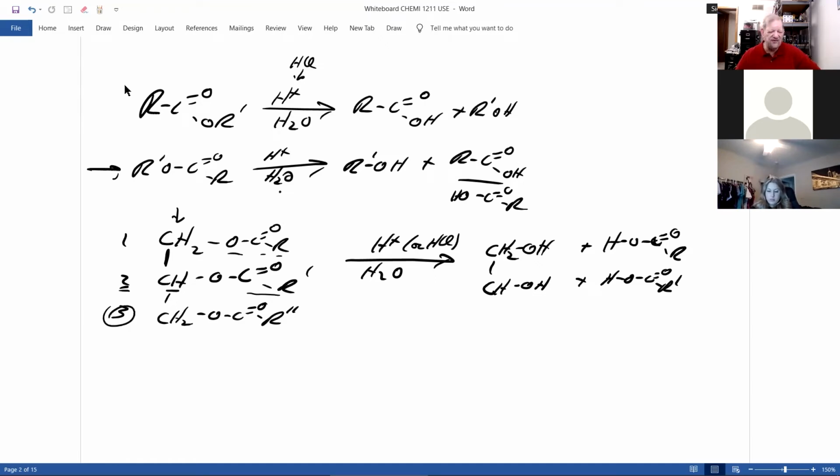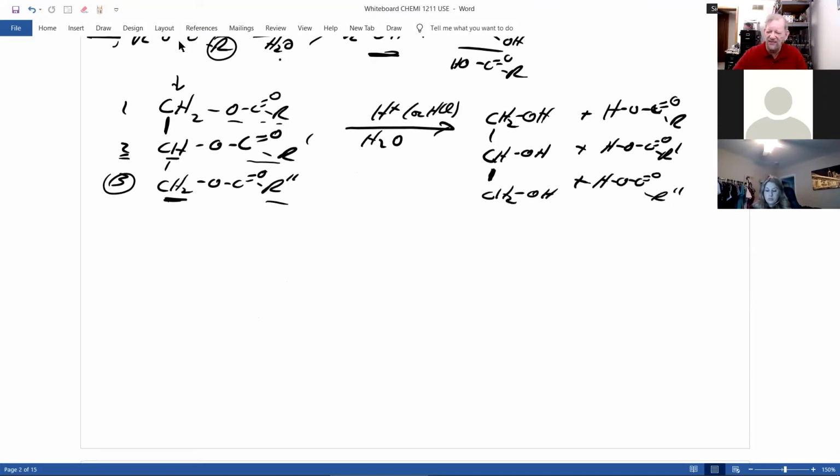And finally, ester number 3. Here's my R prime, CH2. Notice it's bonded to the CHOH above and becomes an alcohol, this right here, plus my carboxylic acid. My R group here is called R double prime. So what do you get? You get this alcohol and these 3 carboxylic acids.